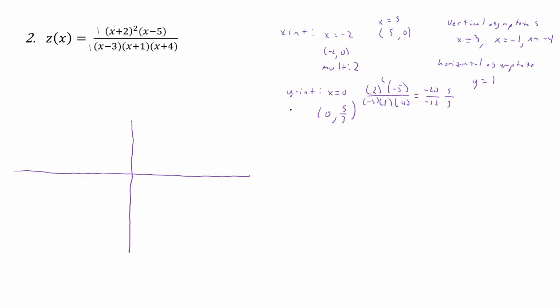All right. So vertical asymptotes at 3, negative 1, negative 4. So 1, 2, 3, 4, 5. All right. So horizontal asymptote at y equals 1. Something like that. Then we have one at x equals 3 for vertical, and one at x equals negative 1, and one at negative 4. We've got intercepts at negative 2, 0, and one at 5, 0. Y-intercept 0, 5/3, so that's 1 and 2/3, so it's about here.